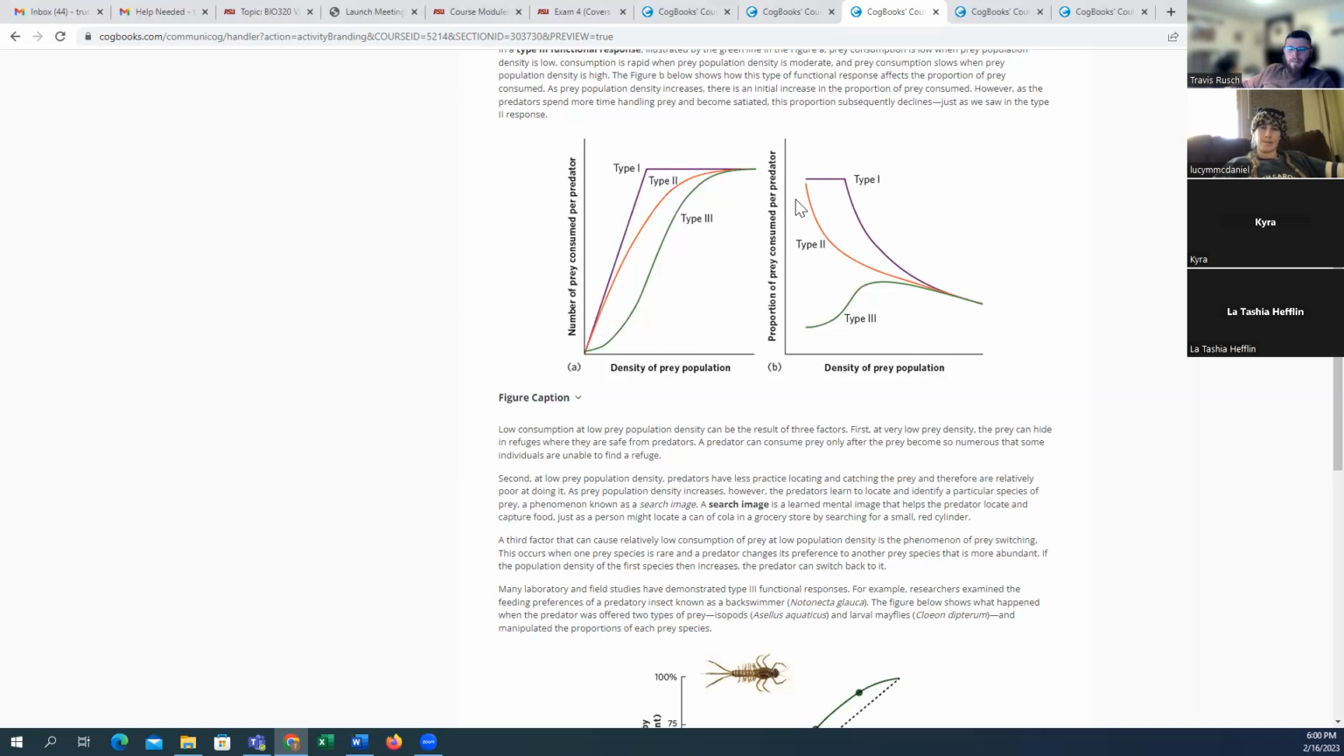so proportions usually are a value of less than 1 up to 1. So you could eat 4 out of 5, 5 out of 5 is full proportion. 4 out of 5 is not full proportion. It's a proportion of the total number based on the density.